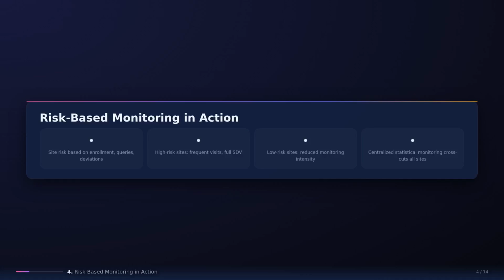Centralized monitoring complements this by using statistical tools to detect unusual data patterns across all sites in near real time, enabling early intervention.